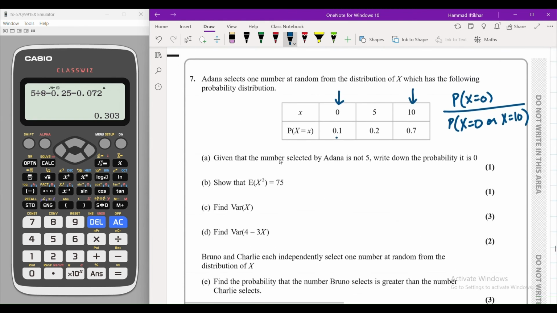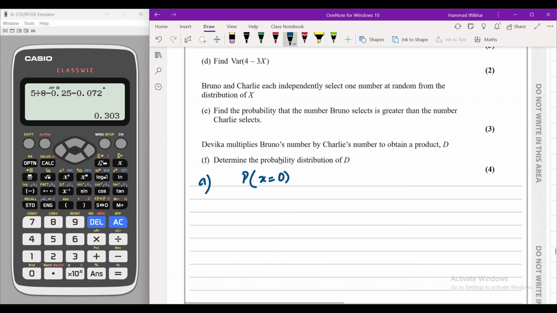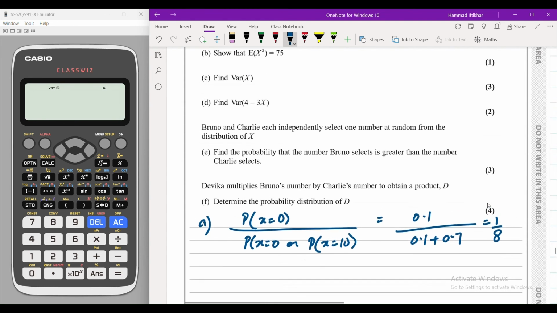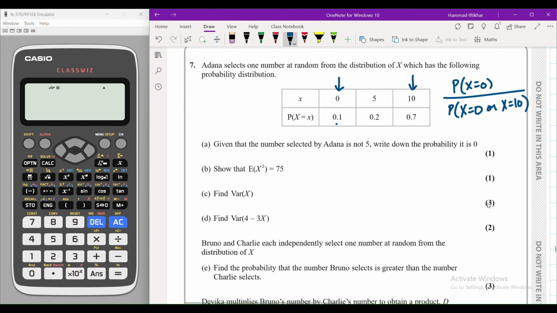No, wait, sorry. So 0.1 over 0.1 plus 0.7. So that's simply just 1 over 8. Okay. Wait, hold on. Write down the probability that it is 0. Right, okay.